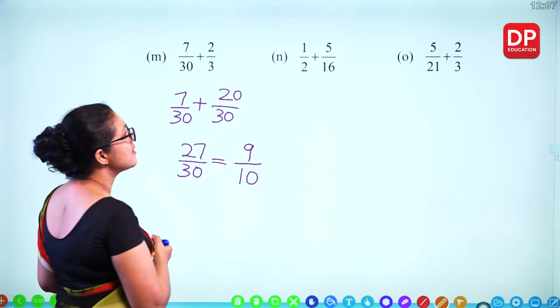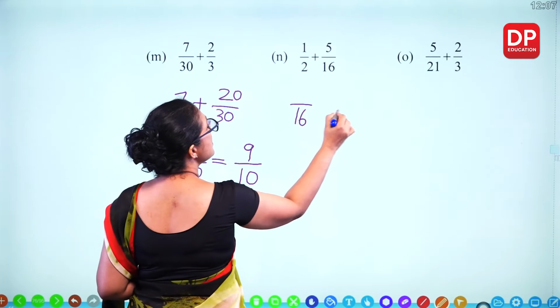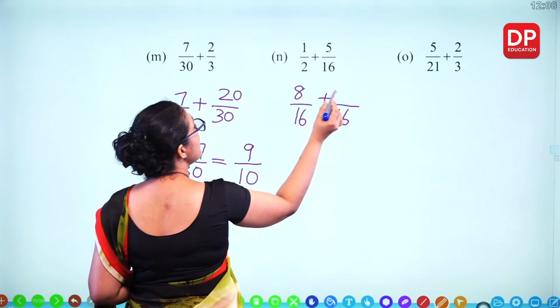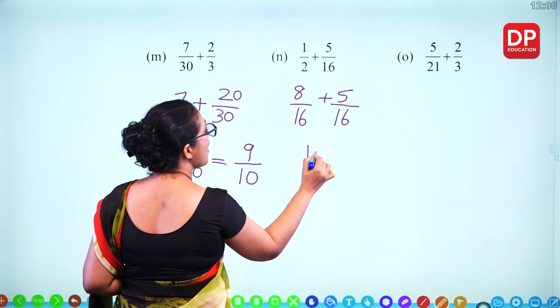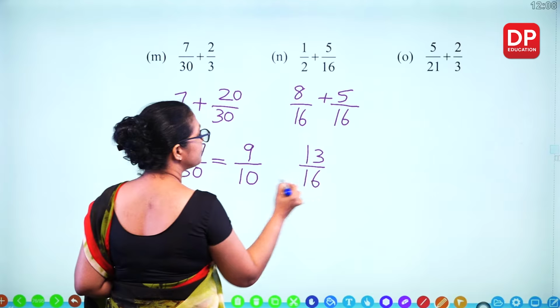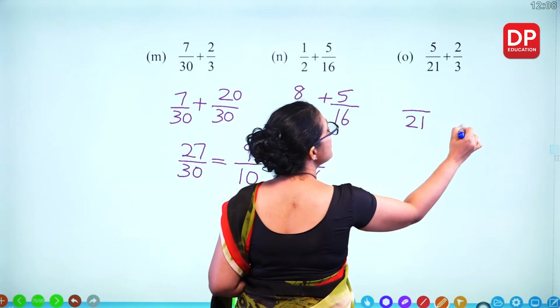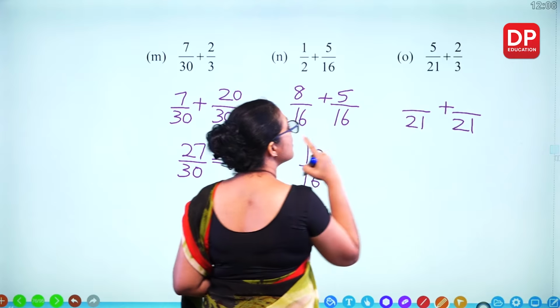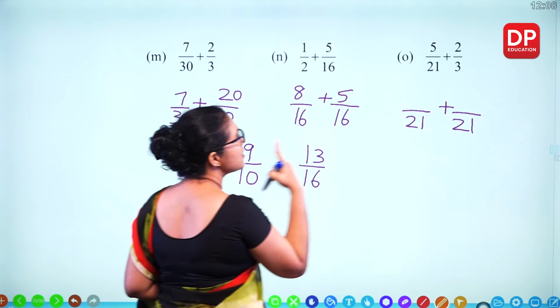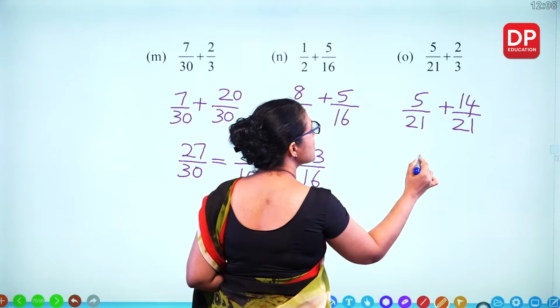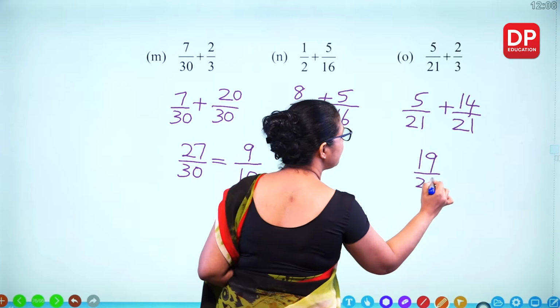2 and 16. You can convert to 16. 8 times 2, 8 times 1, 8. So 8 plus 5, 13. 21 and 3, you can convert to 21. So 7 times 3, 7 times 2, 14. 14 plus 5, 19.